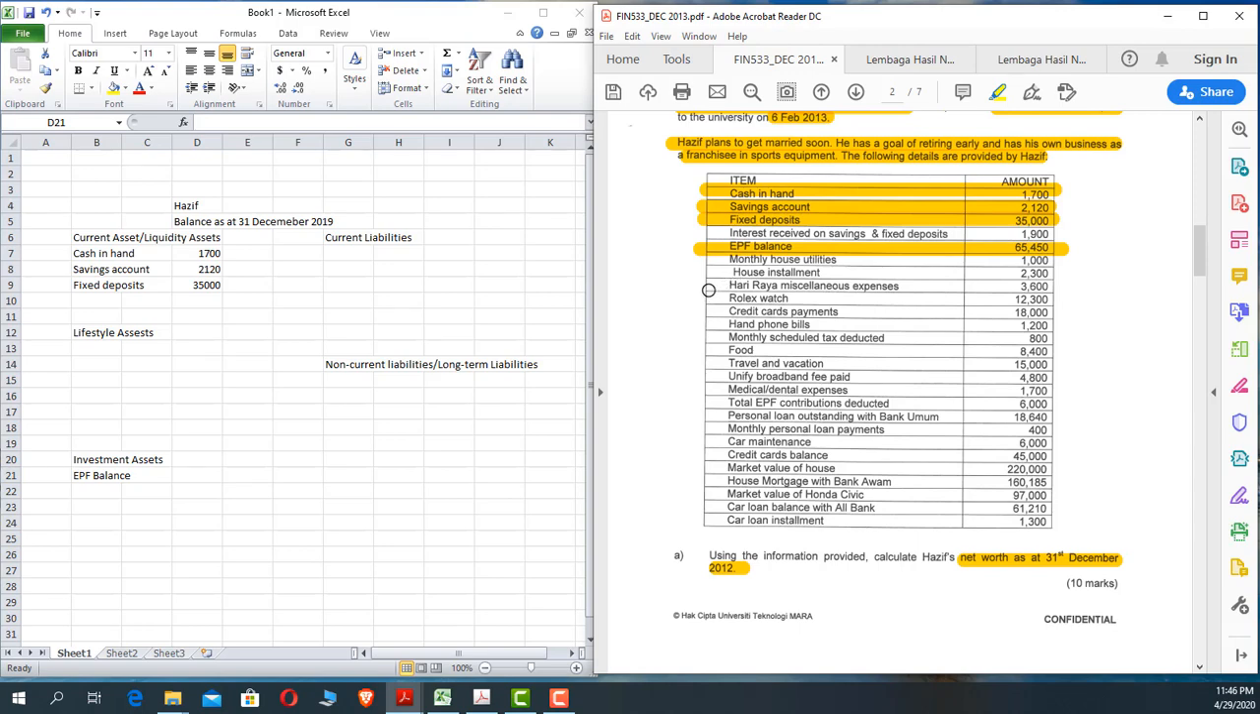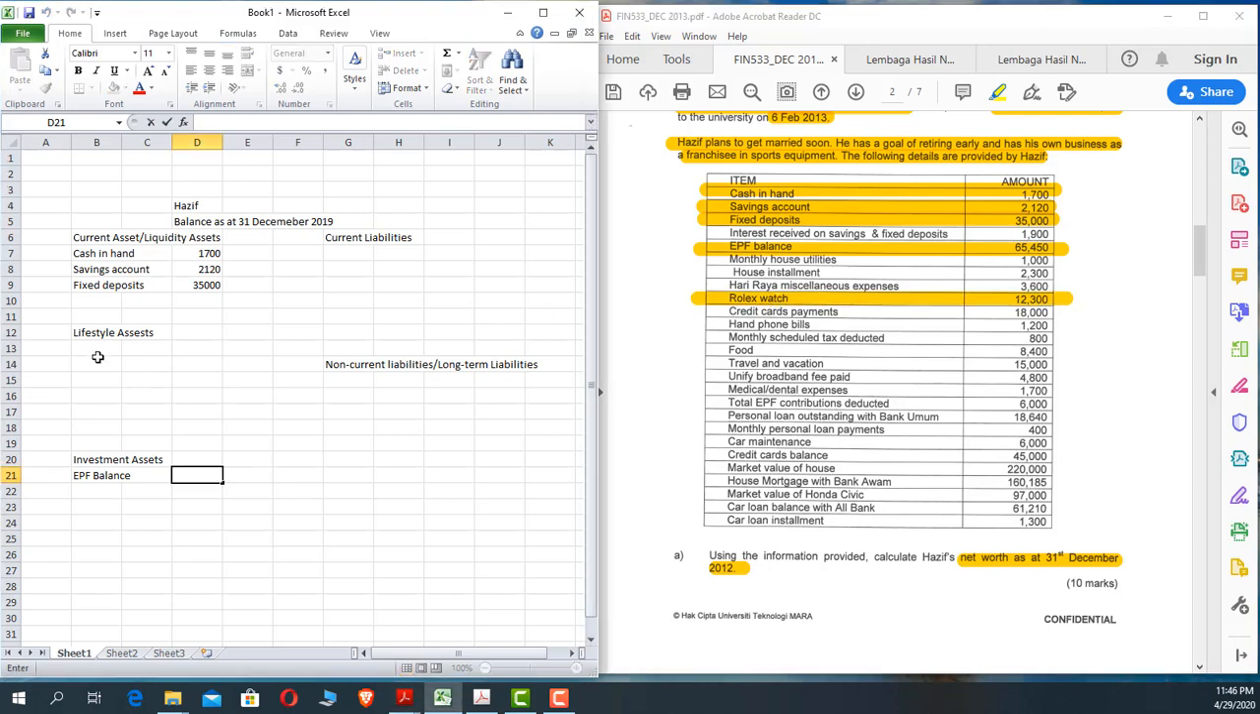Okay, Hari Raya miscellaneous expenses, yang ni pun ialah expenses. Okay, so you have the Rolex watch here as a lifetime asset.